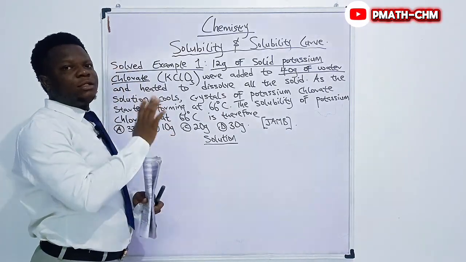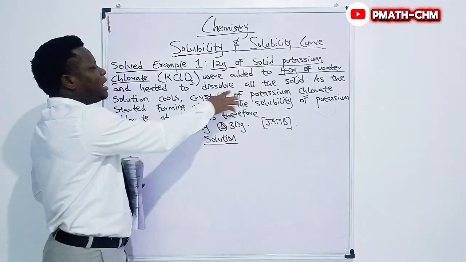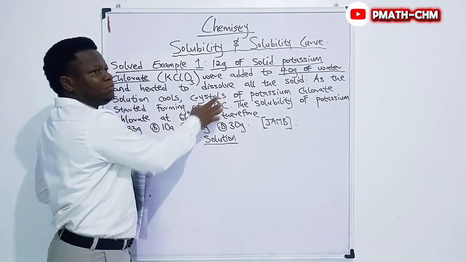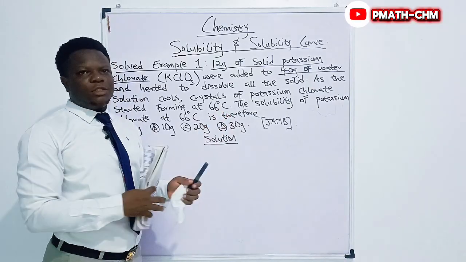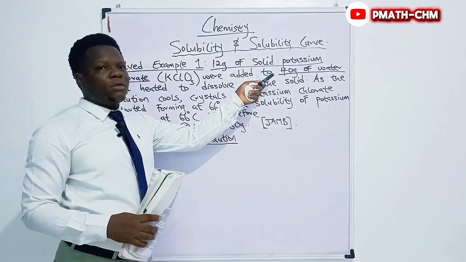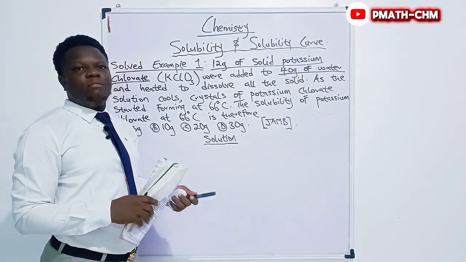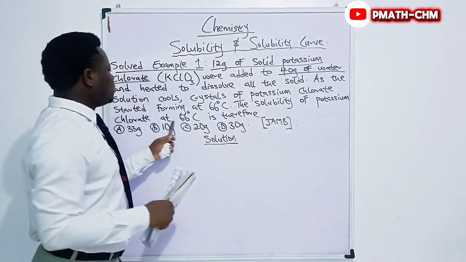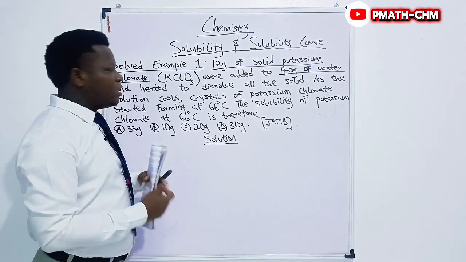So they heated the solution to a high temperature. As the solution cools, crystals of potassium chlorate started forming at this temperature. So this is the benchmark temperature, meaning below this temperature, the solubility of the salt would decrease. It means not all the salt will now be soluble below this temperature. Now, the solubility of potassium chlorate at 66 degrees Celsius is therefore what?